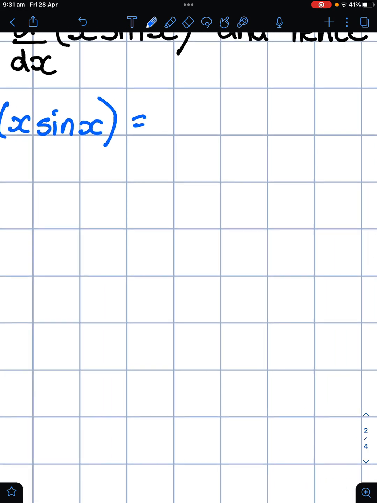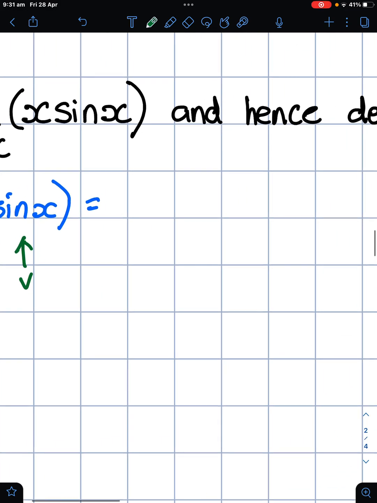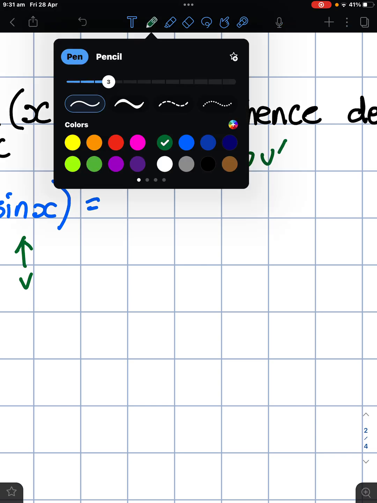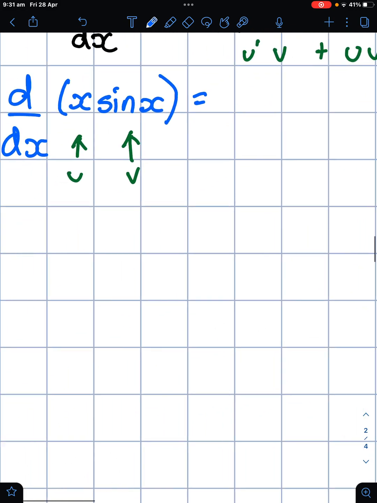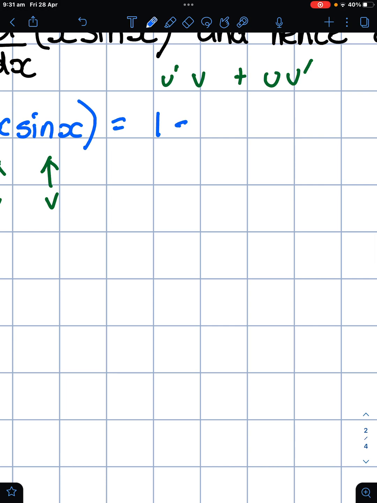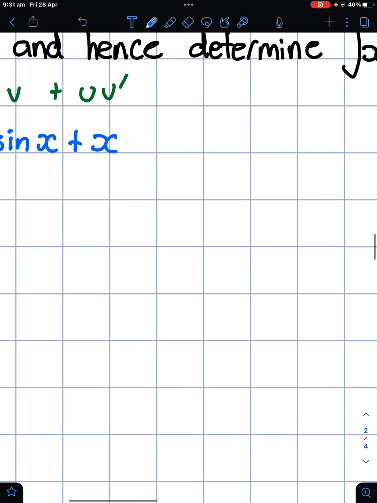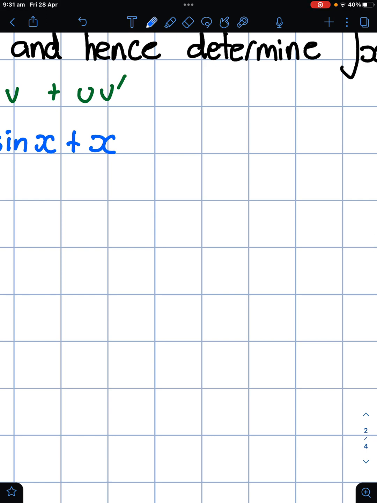So I'll just put this here. Let's do a different color. I'm just going to write u v, which means we're looking at u dash v plus u v dash, just to help ourselves out. So u is x, so the derivative of x is 1. And then we've got sine x, so 1 times sine x, I'll just put a bracket around the 1, plus x, and then the derivative of sine x is cosine x. It doesn't cause me any issues because I don't need a negative sign, so cosine x, sweet.